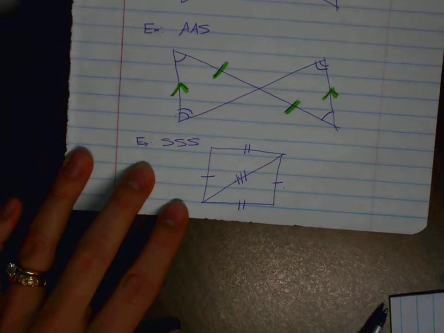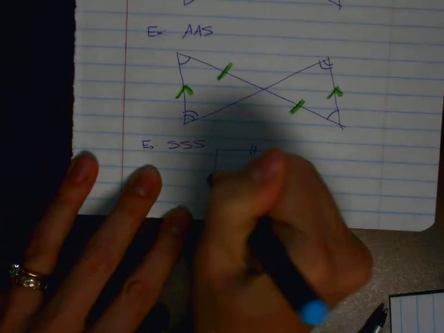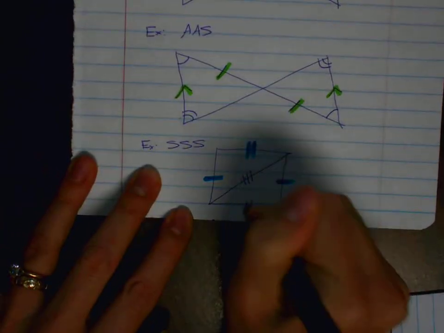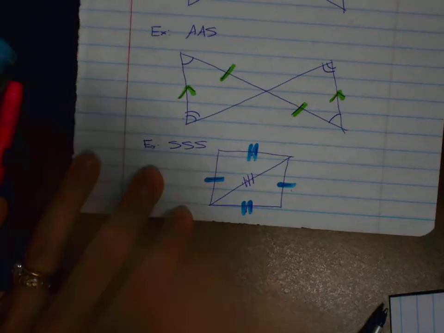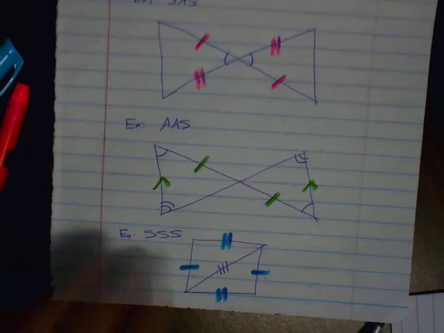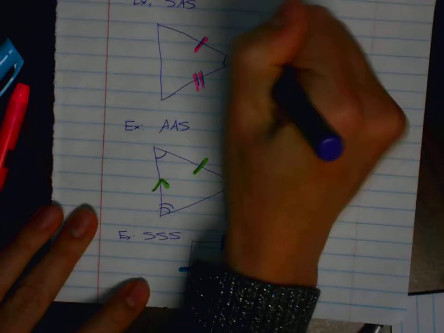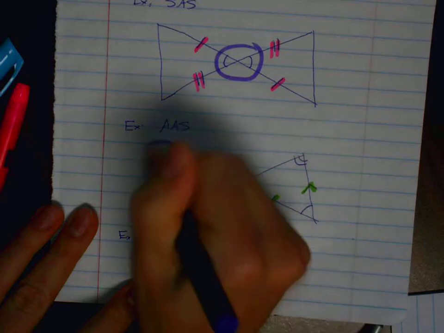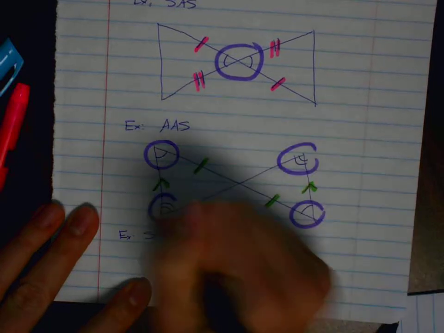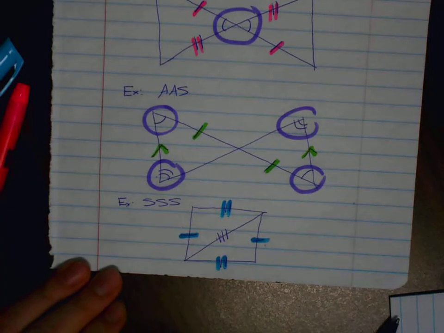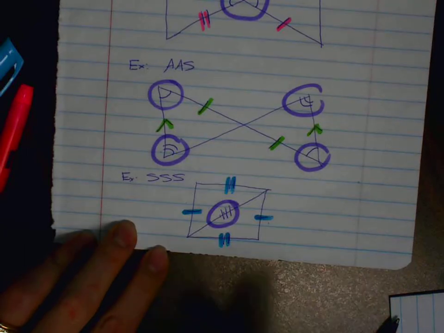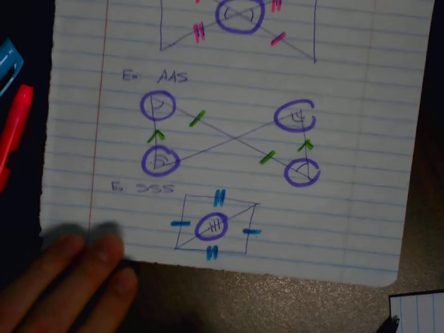So again, on this one, the only thing you were given would have been maybe this, and you have to recognize this. So let's look at the things you had to recognize. You had to recognize the vertical angles here. You had to recognize on this one alternate interior angles, and on this one you had to recognize that a side is congruent to itself.